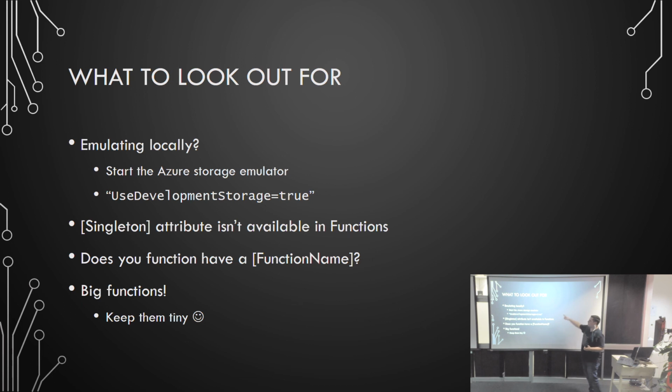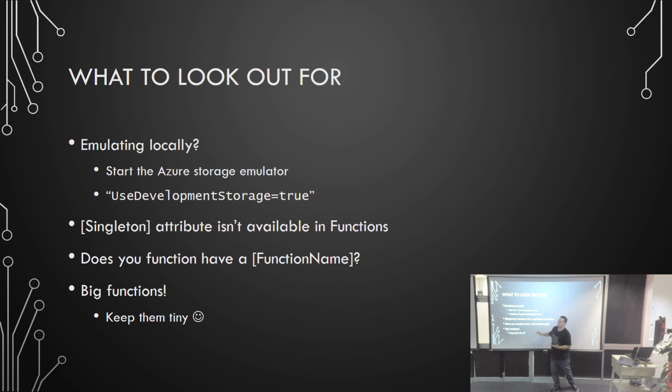What to look out for? Emulating locally. Start the Azure Storage Explorer before you start anything else. Number of times that's caught me out has been hilarious. Singleton attribute isn't available in functions. That one will catch you out at some stage. Don't make the mistake of thinking it's there. It's just a race condition waiting to happen. Does your function have a function name? The number one thing that catches people out is you write a function, it's awesome, publish it, it's not available. It's because you don't have a function name.